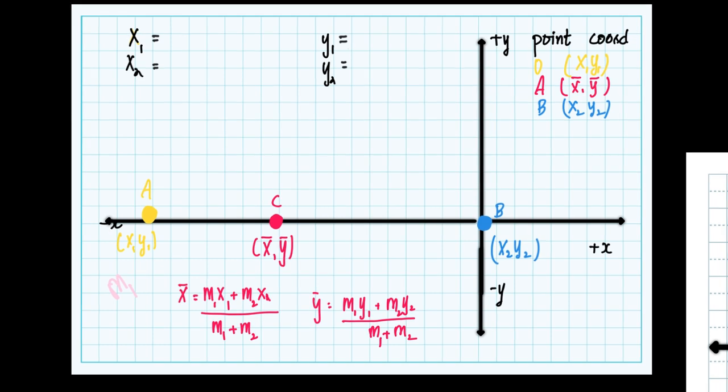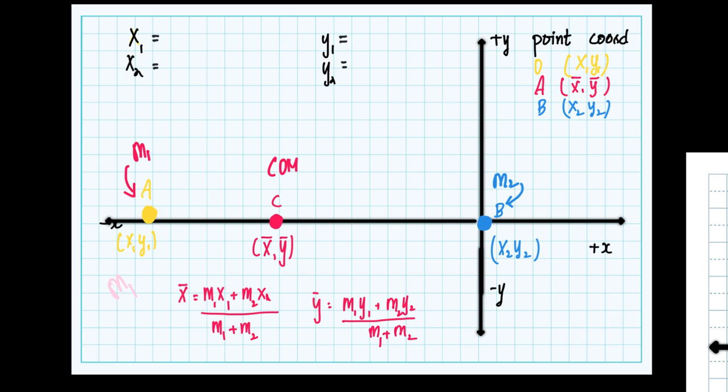So this time, what do we have here? M2 is at origin. Maybe I just write it down here. So we have M2 placed at the position B, which is considered to be the origin, right? And then we have M1, which is placed at A with coordinates x1, y1, M2 with coordinates x2, y2. Center of mass occurs at C with the coordinates x bar, y bar.